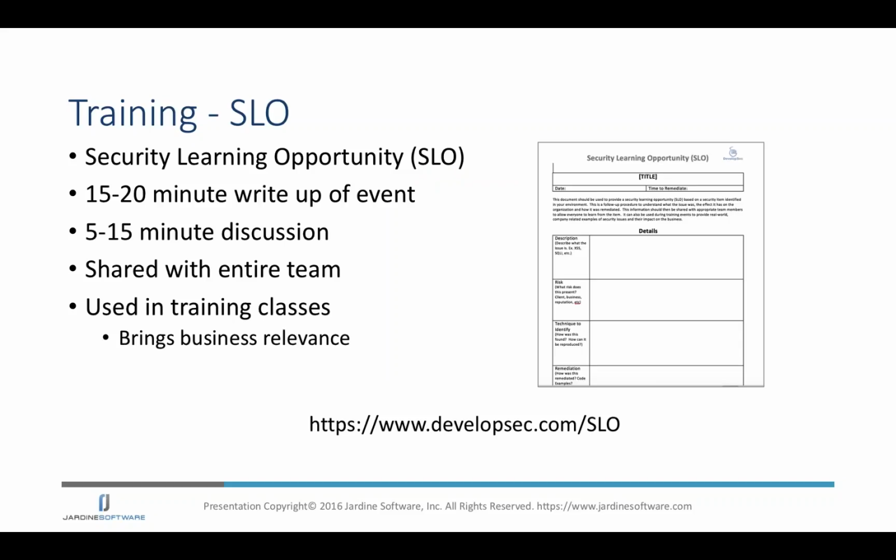Here's the slide on the SLO, the Security Learning Opportunity. 15 to 20 minutes to a write-up. Say you've got CSRF, you write up the description. Here's the risk of what this flaw has to our organization. How do we identify it and how do we remediate it? Very simple. It doesn't have to be every flaw identified, but it creates a learning opportunity. So we document this, and then it's a 5 to 15 minute discussion, maybe at one of our stand-ups. Something pops up that we're able to put together and share with the group. But now everybody gets involved.